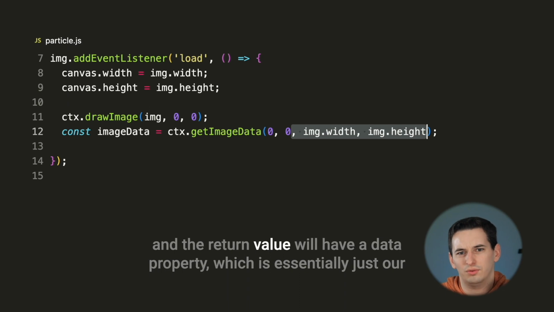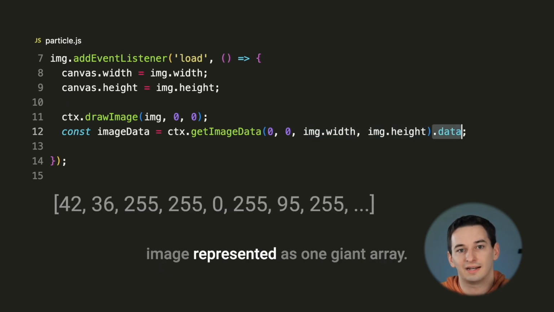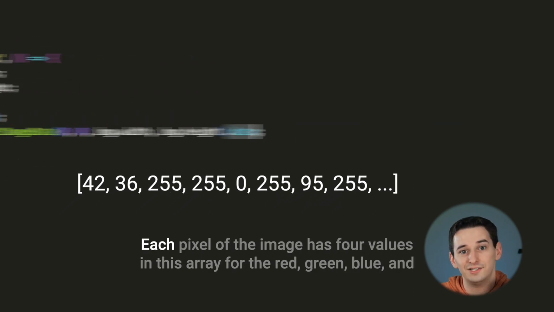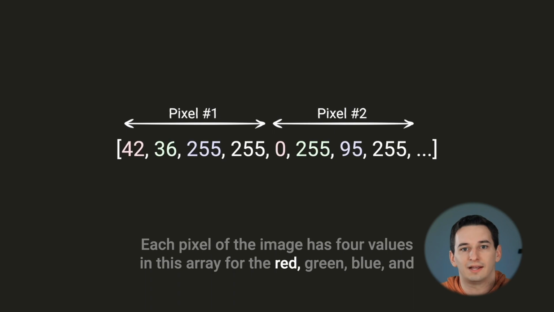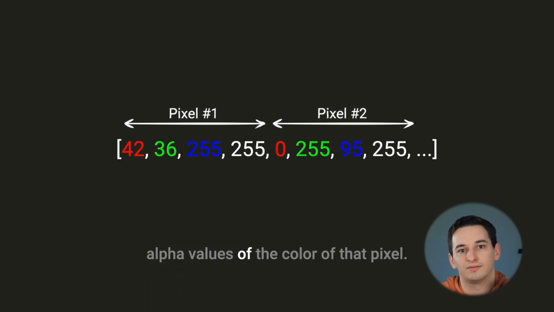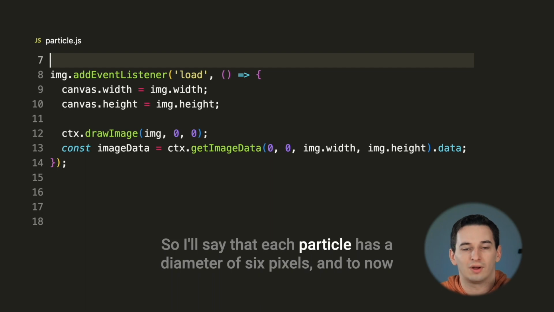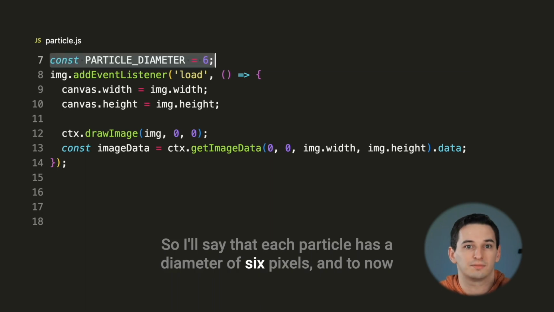And the return value will have a data property, which is essentially just our image represented as one giant array. Each pixel of the image has 4 values in this array for the red, green, blue, and alpha values of the color of that pixel. Now, we could just convert each pixel into a particle, but I think that'll give us way too many particles to actually animate at once, so instead, let's just choose some arbitrary particle size.